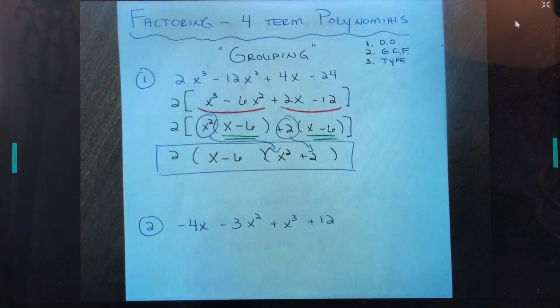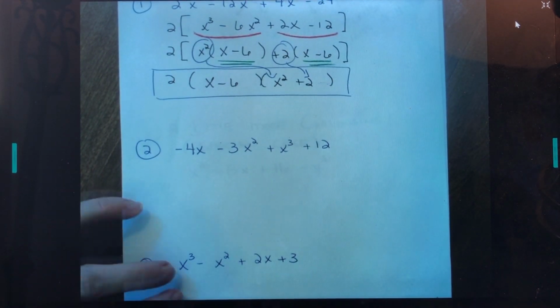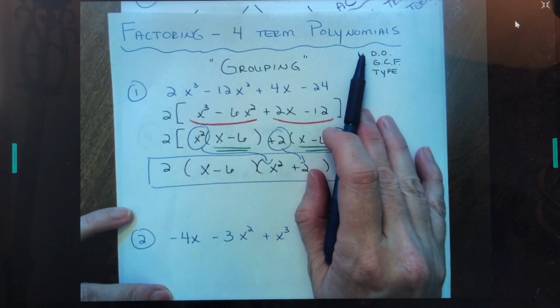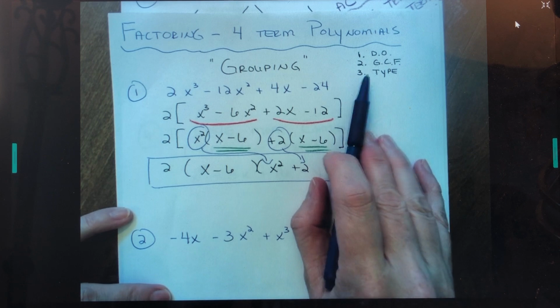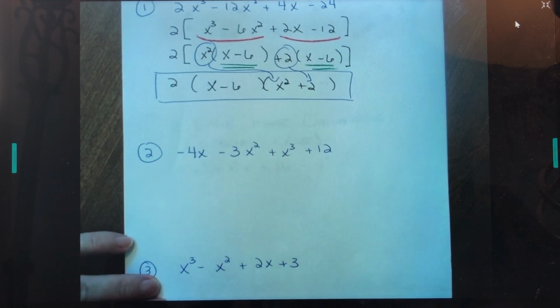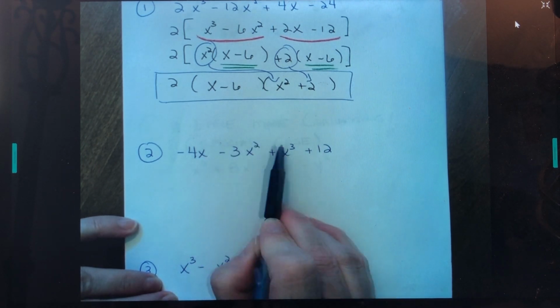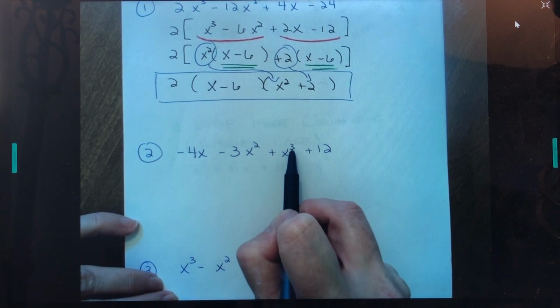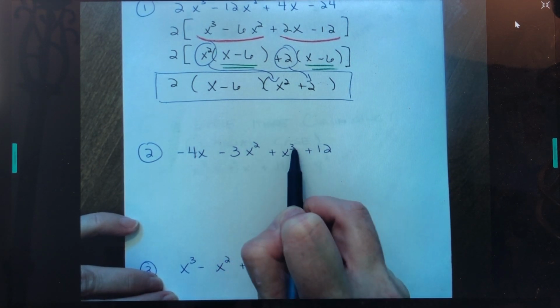Okay, so let's do a second example. Again, we need to decide if we have descending order, GCF, and then we'll go take a peek at the 4-term. So if I look at this example, if you look at these powers, it is not in descending order. And so that's something I need to take care of first. If I look at these, the cube is the highest power, so I need to write this term first.